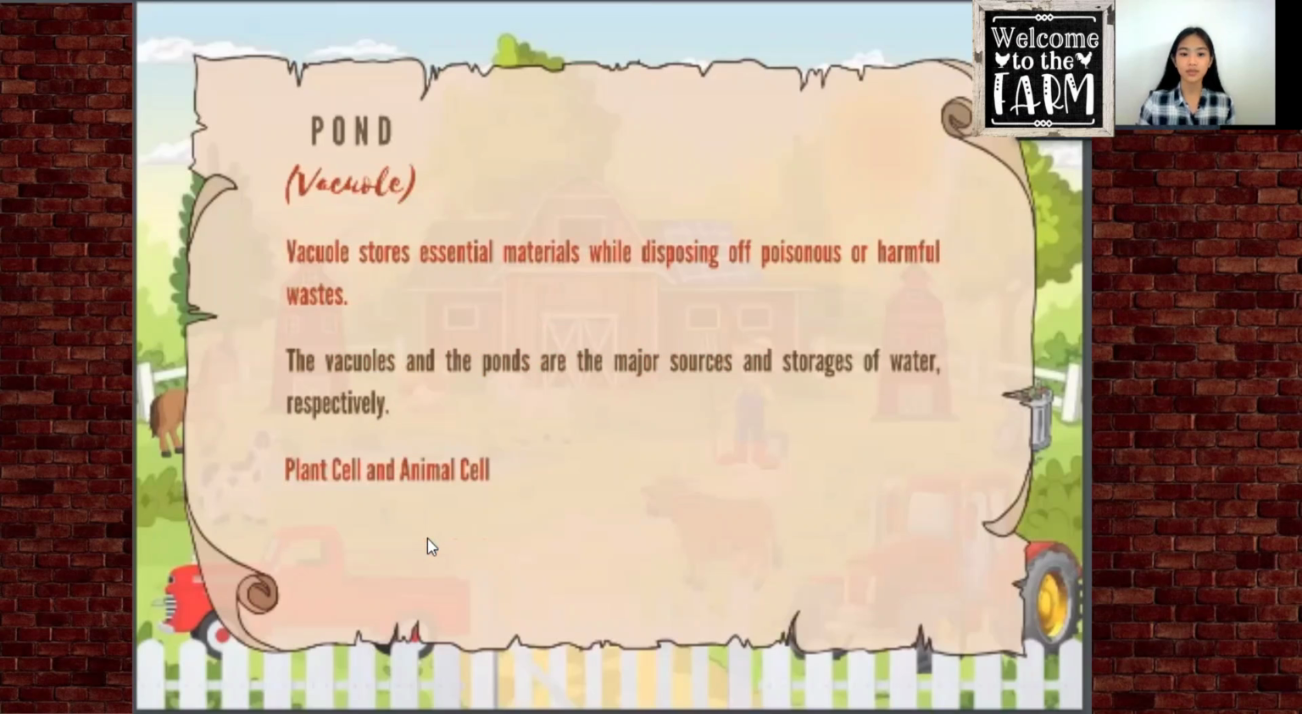The next one is pond, which represents the vacuole. In both cells and farms, the vacuoles and the ponds are the major sources and storages of water, respectively. Aside from the water itself, the pond, same as with the vacuole, also hold a significant amount of minerals and ions, which benefit all the components within the farm. This is basically a self-explanatory analogy of two main water storage structures. Vacuole can be seen in plant cell and animal cell.